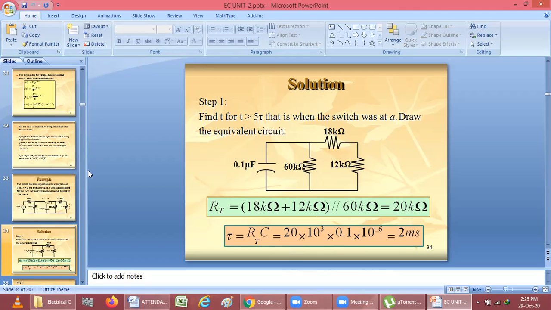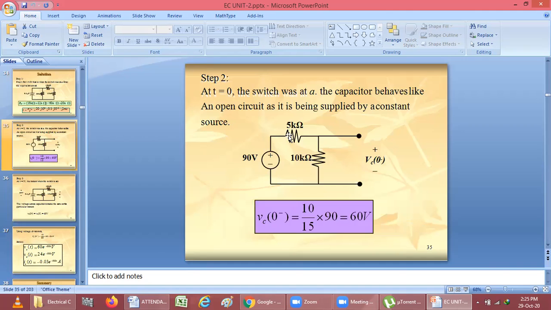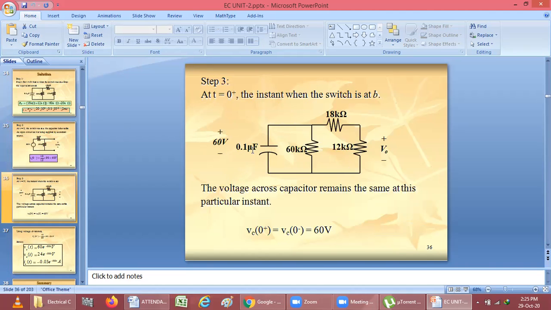Now we have to calculate the value of voltage. We can consider that at time t equal to 0, the switch is at position A. The value of voltage they have given is 90 volt. So we can apply the voltage divider rule and calculate the voltage across this capacitor. How can we calculate it? According to the voltage divider rule, you will get that voltage as 60 volt. So now we have the total voltage across the capacitor.